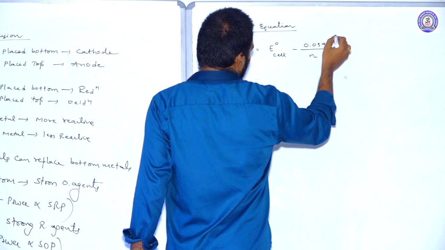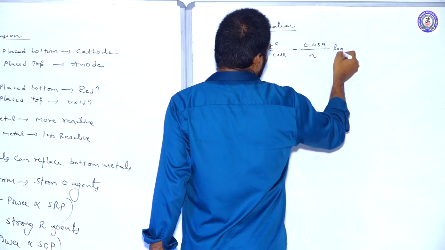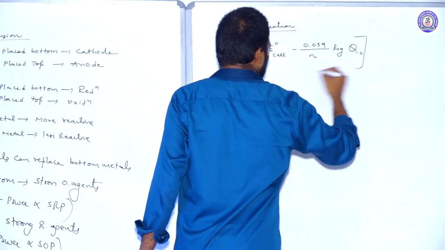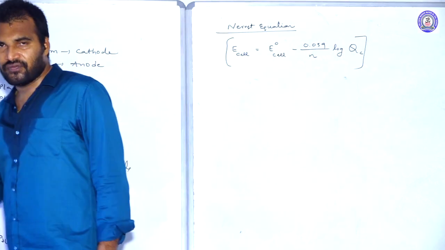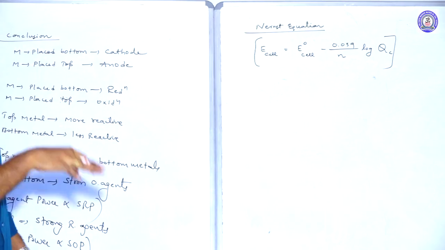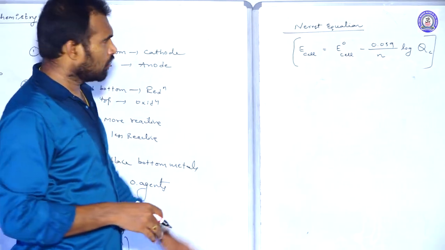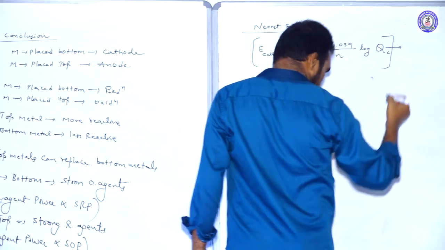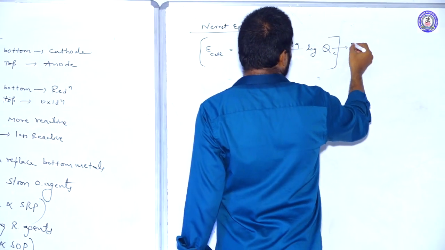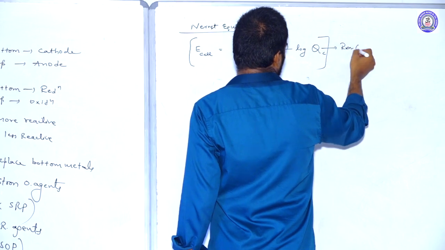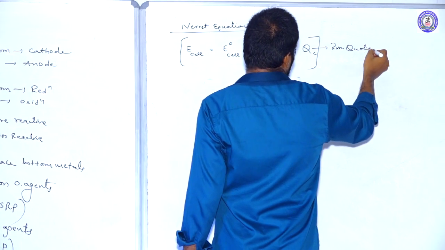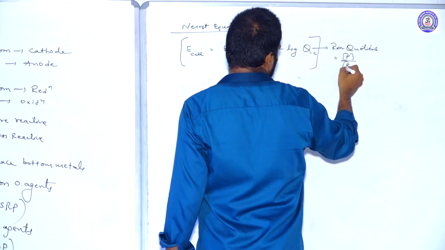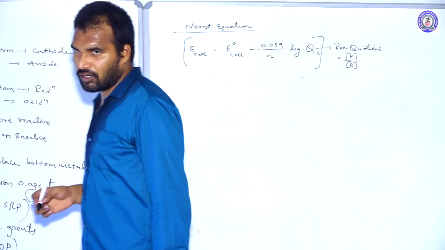0.059 by N log QC. So this equation we call the Nernst equation, where E cell is the EMF of the cell, E naught cell is the standard EMF of the cell, and QC is the reaction quotient. You know, in chemical equilibrium we discussed QC and KC. So this is the reaction quotient, which is equal to the concentrations of products by the concentrations of reactants at any instant of time.